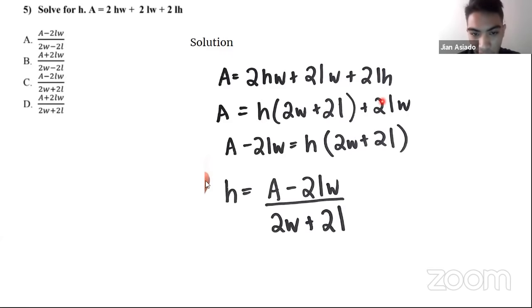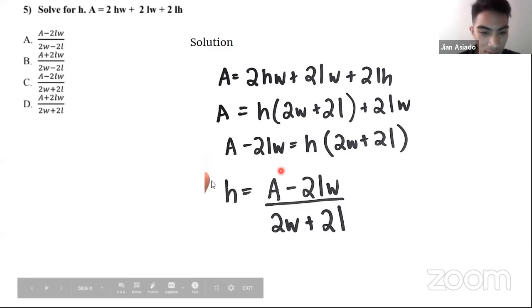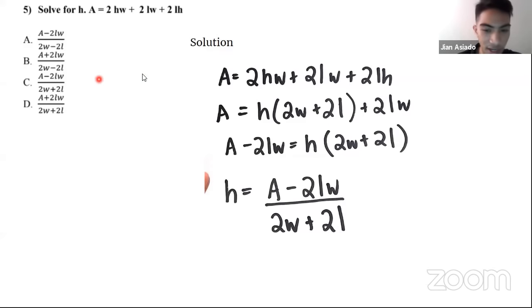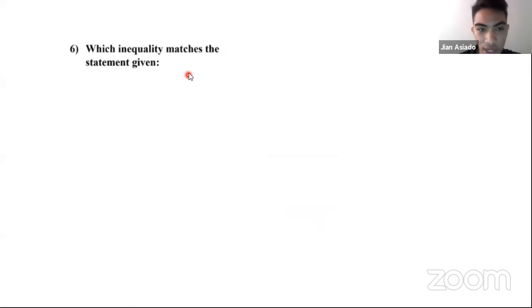And then, nilipat niya sa kabila si 2LW. Tapos ito, so pwede mong i-divide. So, mabibigyan ka na ng H. And that's letter C. Okay, so which inequality matches the given statement? 3 less than half of a number is 20.